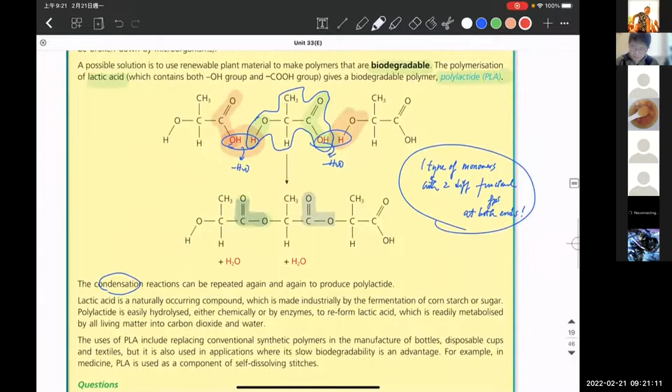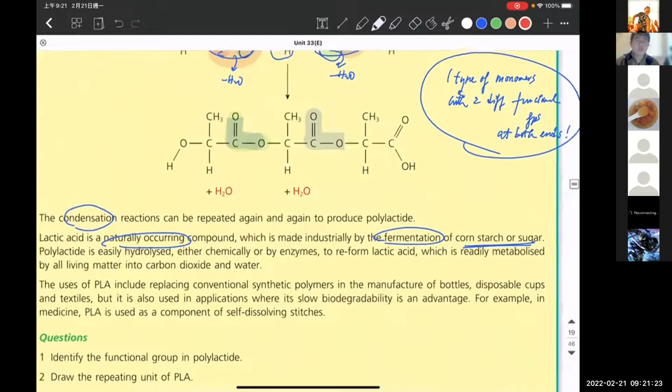And lactic acid is a naturally occurring substance. It can be manufactured industrially by the fermentation of some food, for example, cornstarch or sugar.